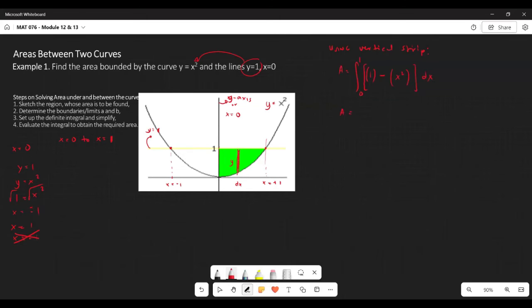So A is equal to, paghiwalayin lang natin, or pwede na tayo mag-direct integration. So integral of 1 dx is just 1 times x or x, minus integral of x squared which is x cubed over 3, from 0 to 1. A is equal to, upper limit natin is 1 minus 1 cubed over 3, minus 0 minus 0 cubed over 3. Simply equal to 0 yan. I-simplify natin. Yan ay 2/3 square units.